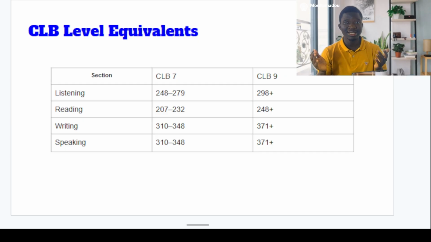So here in the listening section, you need to have between 148 to 179. This is considered CLB 7. You want to have 298. Okay, same thing with the reading.